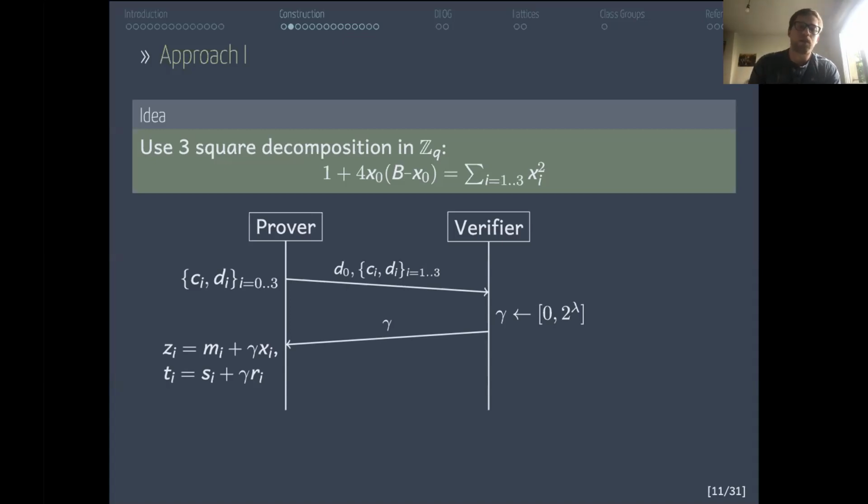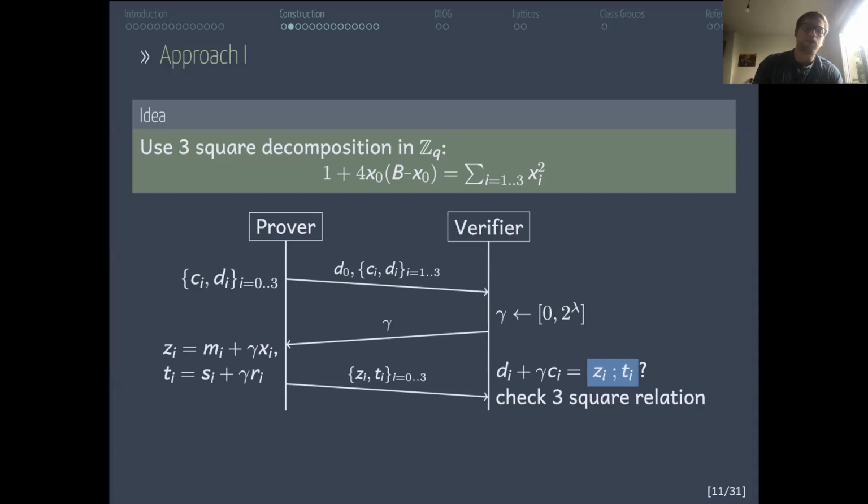Sigma is the security parameter. To have soundness, one-shot soundness, we need gamma, the challenge, to be drawn from the range 0 to 2 to the sigma, so the security parameter. And then we send gamma to the prover, and then the prover again constructs the linear relation between witness, challenge, and mask, sends it to the verifier, and then you can just check for each of the commitments whether the linear relation holds.